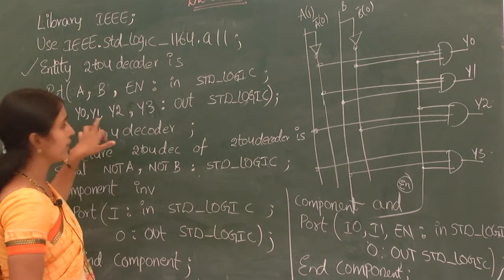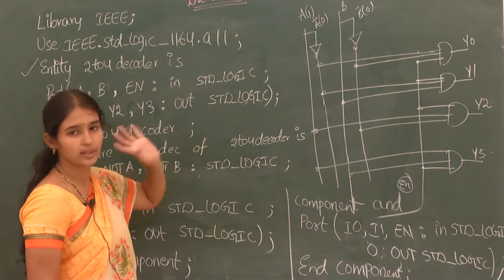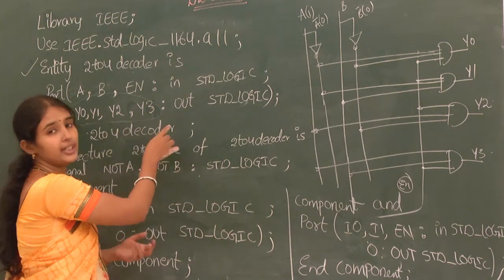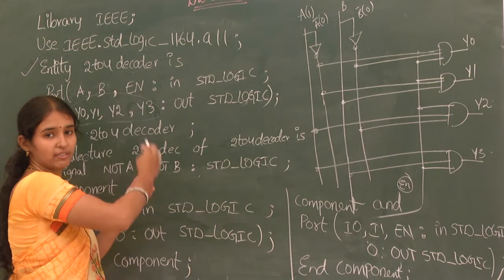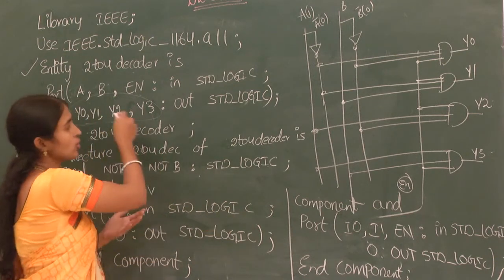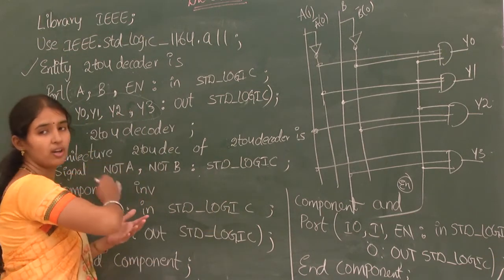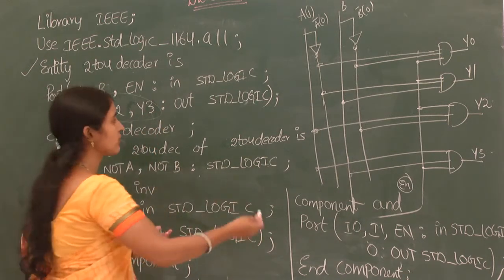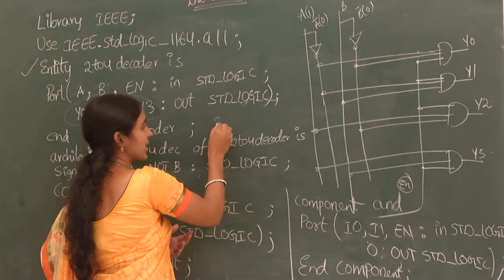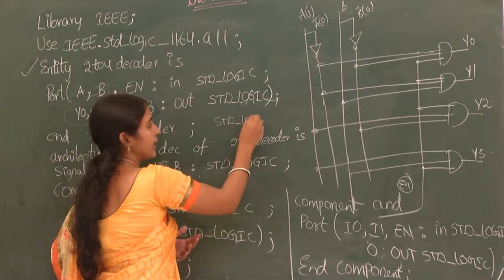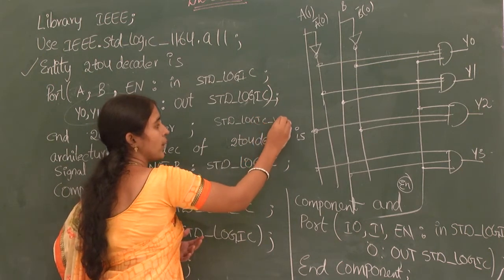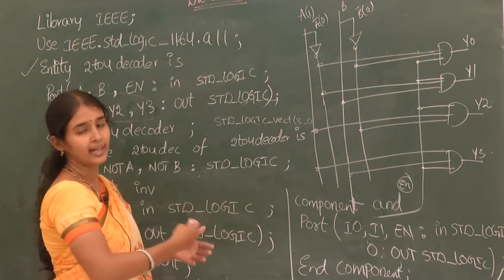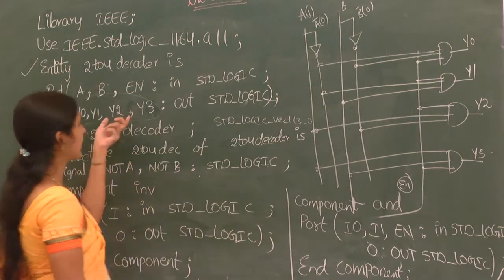What are your outputs? Y0, Y1, Y2 and Y3 are your outputs. If there are 10 outputs, it is very difficult to mention all of them like Y0, Y1, Y2 till Y9. So instead of going like that, you can also specify using a vector, as I have already mentioned in the look ahead adder: std_logic_vector like 3 down to 0, or 2 down to 0, or 9 down to 0 also, instead of going like this.